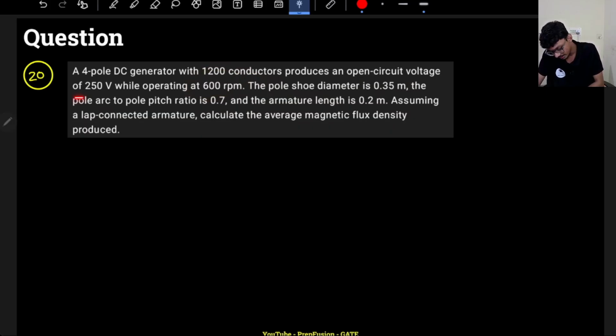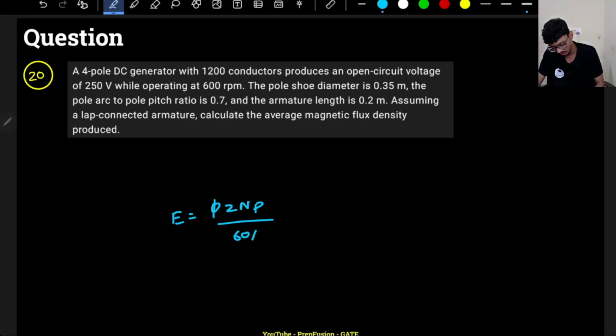So how do I write the no load open circuit voltage? It means whenever there is no load connected, what is the voltage generated by your DC machine? It is PZNφ by 60. And what are they asking? They are asking the average magnetic flux density. So what is average magnetic flux density? Average magnetic flux density will be flux upon area, total flux per pole upon area. Right? This will be the average magnetic flux density.